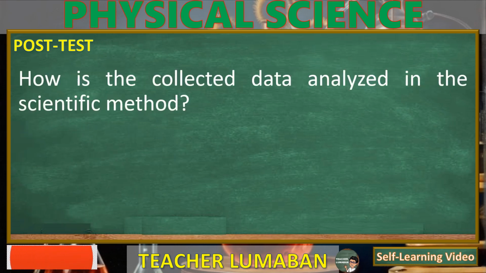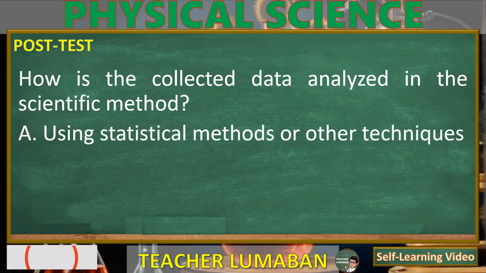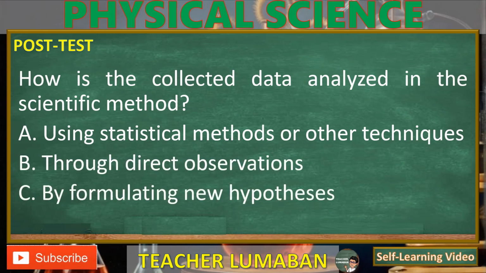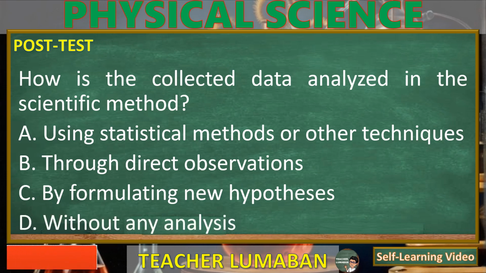How is the collected data analyzed in the scientific method? A. Using statistical methods or other techniques. B. Through direct observations. C. By formulating new hypotheses. D. Without any analysis.